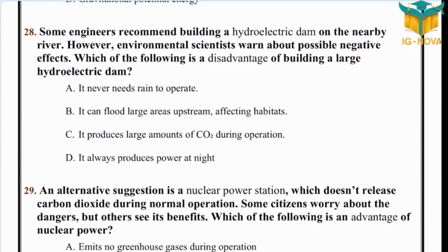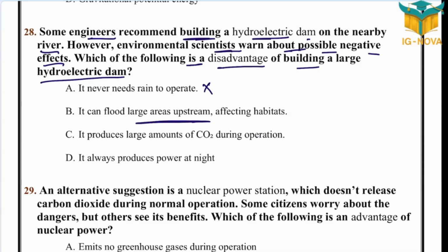Question 28. Some engineers recommend building a hydroelectric dam on a nearby river. Okay, hydroelectric power station. However, environmental scientists warn about possible negative effects. Which of the following is a disadvantage of building a large hydroelectric dam? We just explained a question like that before. It never needs a brain to operate. So no, it can flood large areas, affecting habitats. Yeah, so I'm gonna go for B.